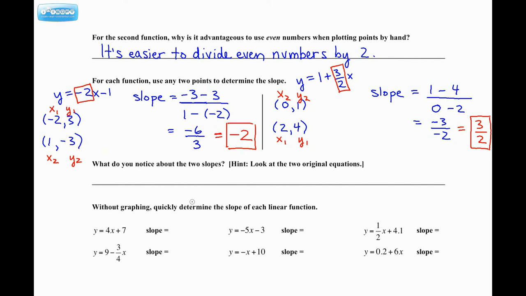So what do you notice about the two slopes? Well, the slope is the number multiplying x.